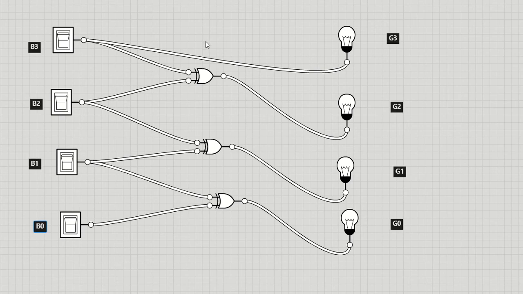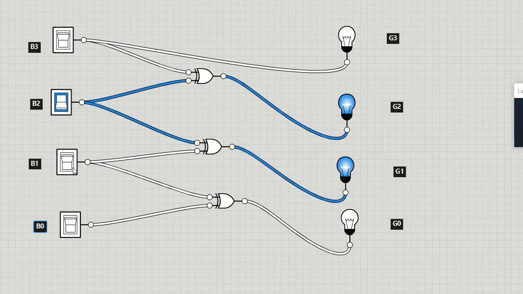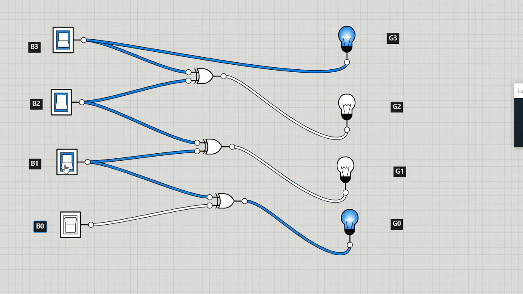As per the truth table, we give the values. For example, if 0 1 0 0 is the input, 0 1 1 0 is the output. If all the inputs are 1, then G3 is the only output that is 1. In this way, we give the values and get the output.